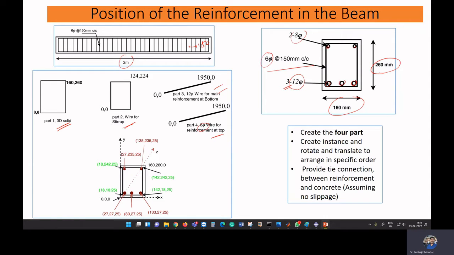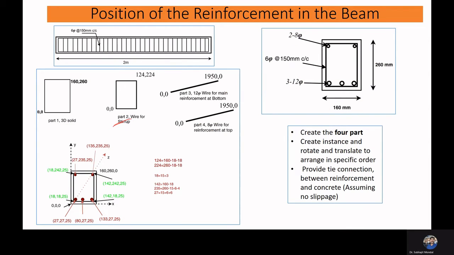Okay, so now first we'll create the concrete beam, part 1. We have to enter the cross-sectional dimension of the beam, and then we can extrude it up to 2 meters. Then we can make the concrete beam. Next is the stirrup. You have to know what the dimension of the stirrup should be.